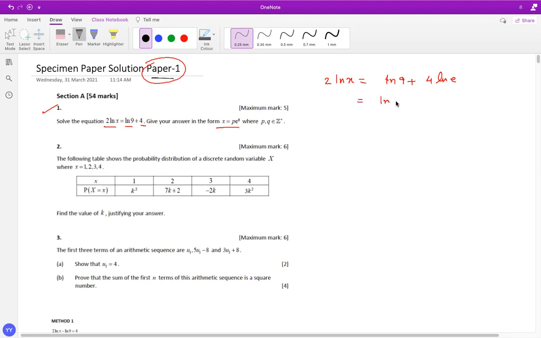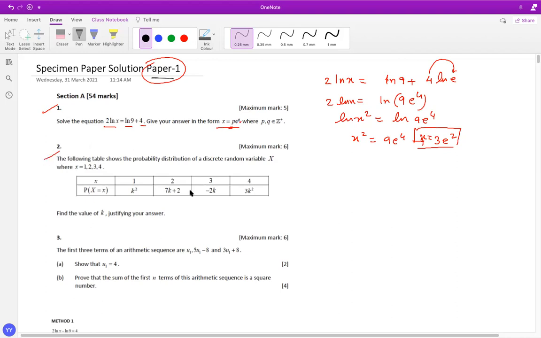So ln of 9 times e to the power 4, because the 2 comes back in the power, and that's 2 ln x. So ln x squared is ln of 9 e to the power 4, and you get x squared as 9 e to the power 4. If you solve for x, you get 3e squared. So x is 3e squared, which is what they wanted. So p is 3 and q is 2.